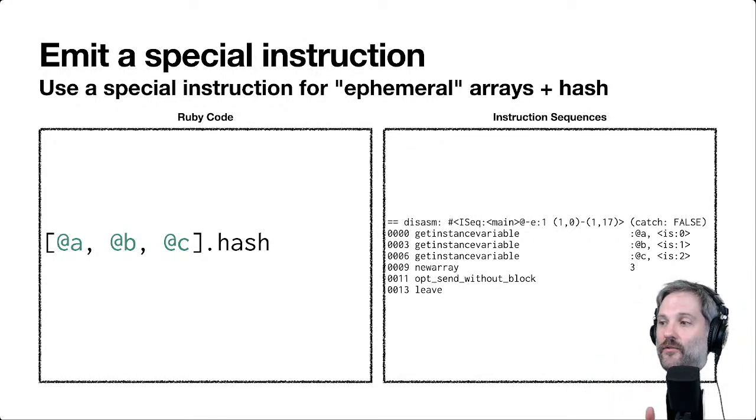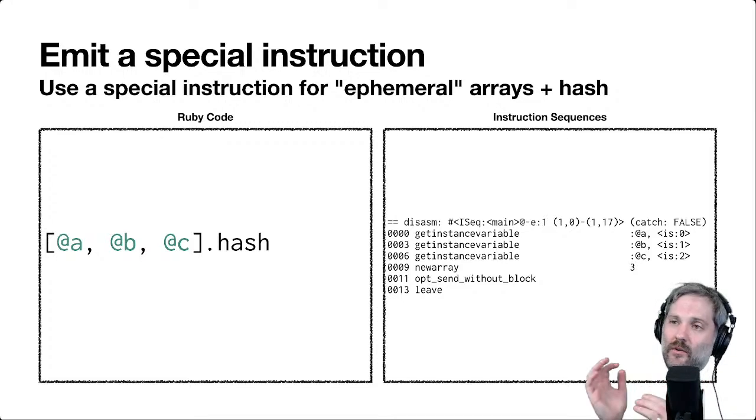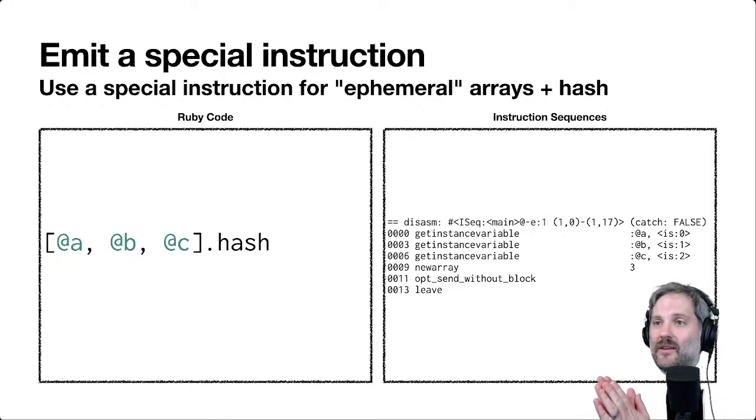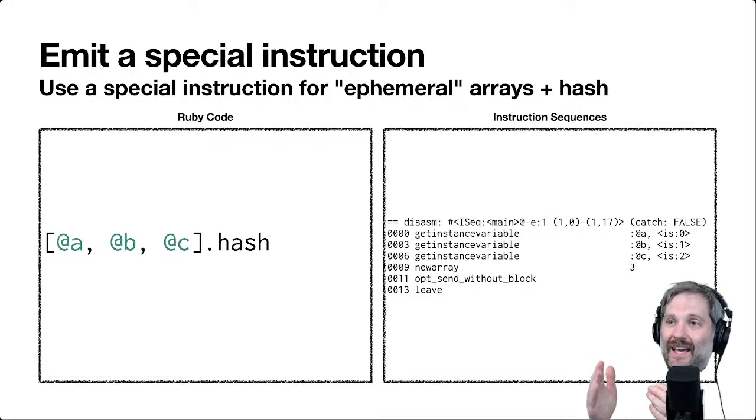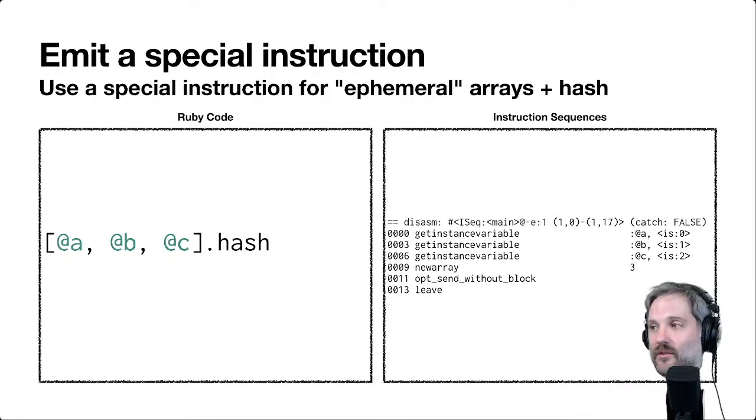So what we're looking for is a pattern in our instruction sequences where we push a bunch of values, then we call new array, and then we call the hash method on that new array. So the optimization we'd like to make is, instead of allocating a new array and calling the hash method on that new array, we're just going to calculate the hash and push that hash onto the stack.